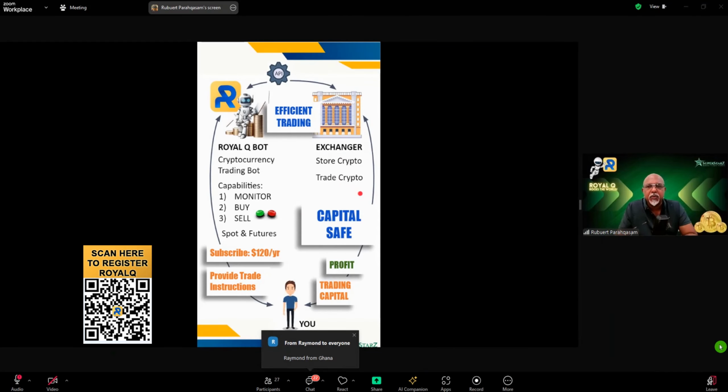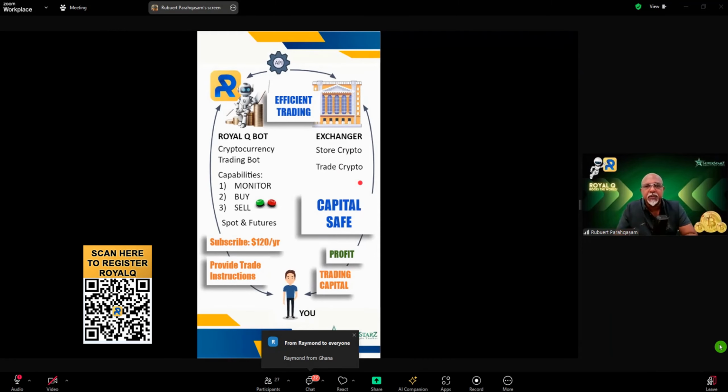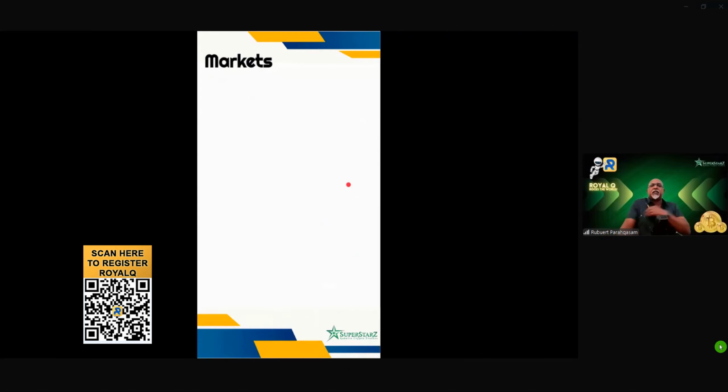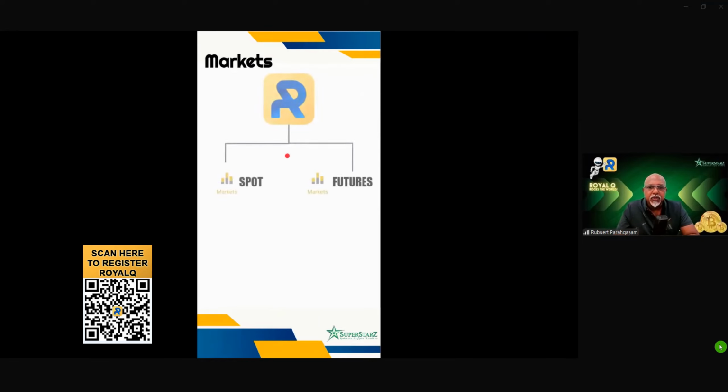Now, we already know what this robot does. We have the brief overview. Next, we're going to take a look at how this robot works in various different markets. Royal Q, ladies and gentlemen, can trade in the spot and also in the futures market. Let me explain what the differences between these markets are.